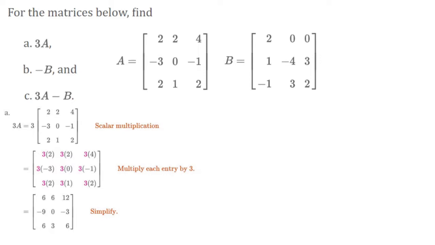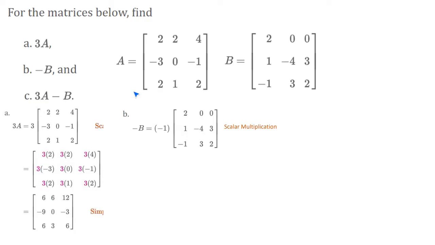Okay. Now for negative B, that's the same as negative 1 times your matrix. So we're going to multiply everything inside by negative 1. Negative 1 times 2, negative 2. Negative 1 times 0, 0. Negative 1 times 0, 0. Negative 1 times 1, negative 1. Negative 1 times negative 4 is 4, and so on.